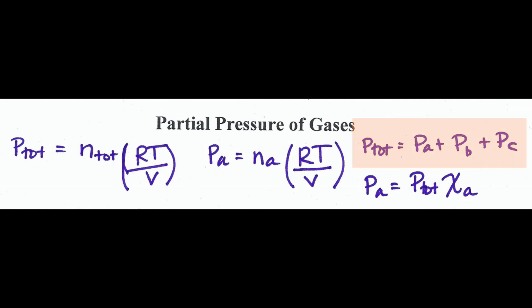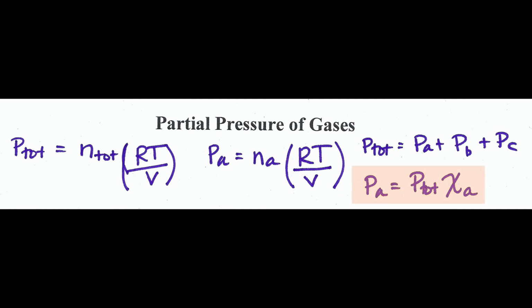Finally, we know that the total pressure is a sum of the partial pressures from our individual components. So PA plus PB plus PC is going to give rise to the total pressure in a system made up of a mixture of gases A, B, and C.